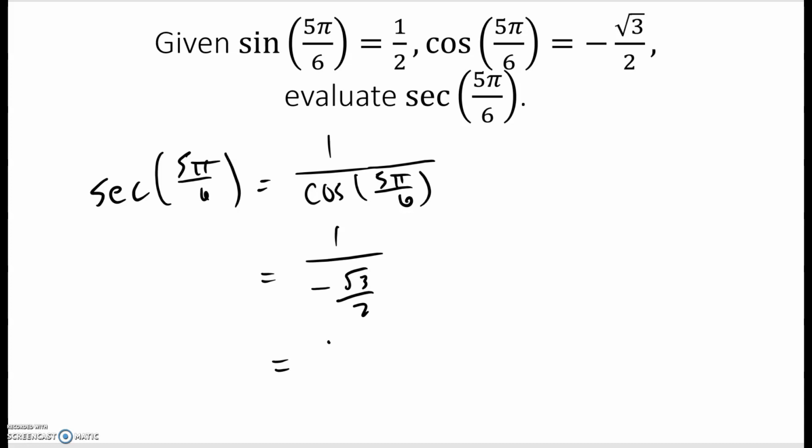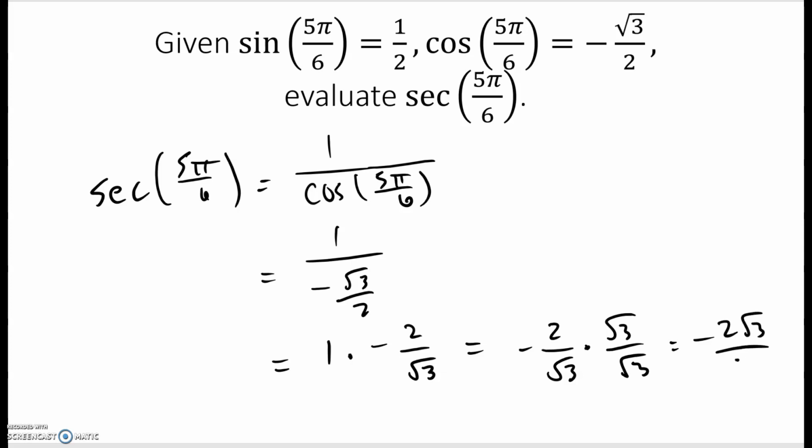which I take the top one and don't mess with it, change division to multiplication, and flip that bottom one. And that's your answer right there, because 1 times negative 2 over square root of 3 is just itself. Oh, actually, no, that's not your answer. Because we have a radical in the bottom, we've got to rationalize that. So negative 2 square root of 3 over 3. That will be your final answer for secant of 5 pi over 6.